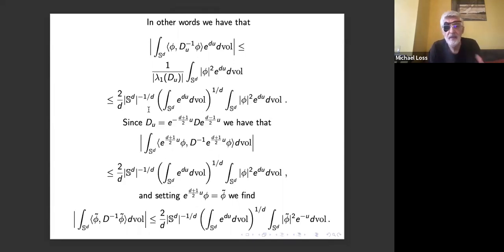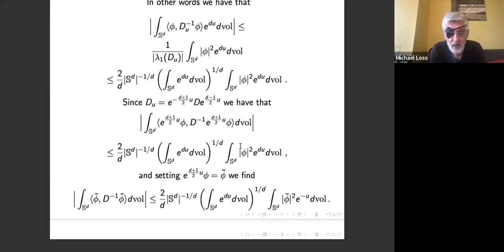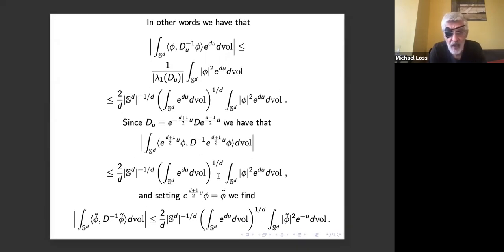And now comes the following. Since D_u is the conformally deformed Dirac operator, you plug this in, and you happily do that. And you notice that this e to the du, and this guy with the minus, conspire to give this factor here and give the same function over there. And you have a d minus 1 d volume, and d volume is the standard volume on S^d. So the upshot is that this left side is less than or equal to this right side. You have this funny factor here, and you have this L2 norm of phi squared against this factor.